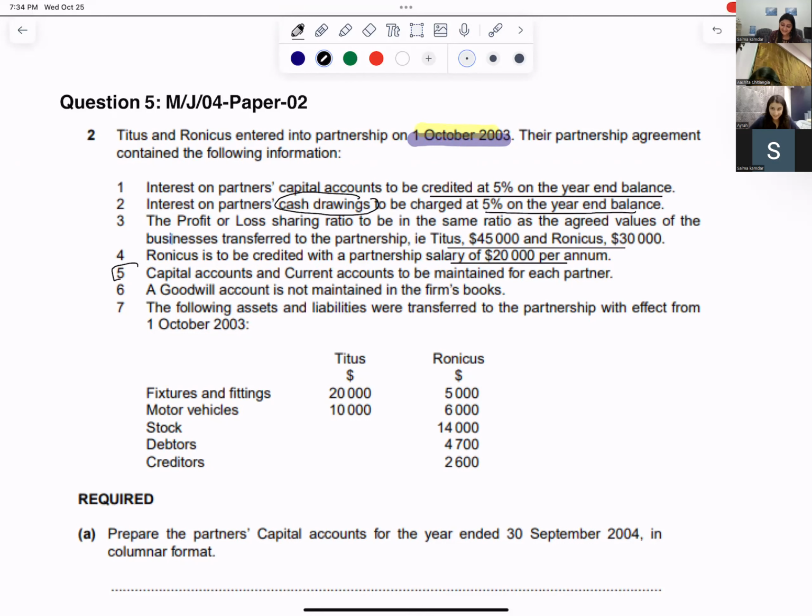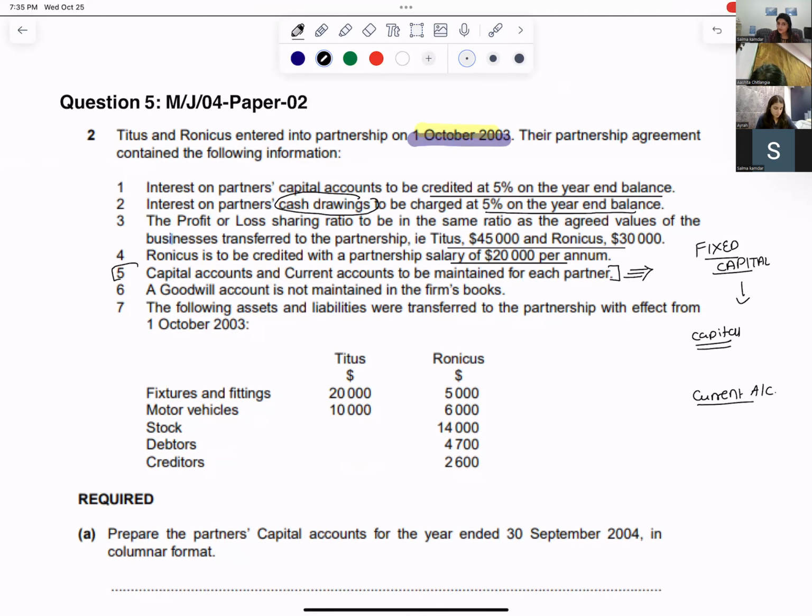Stop. If they tell you that a capital account and a current account are to be maintained by each partner, that means we are following which capital method? It is the fixed capital method, because in the fixed capital method the capital balance would remain the same, and all the adjustments related to partners will be done in the current account.